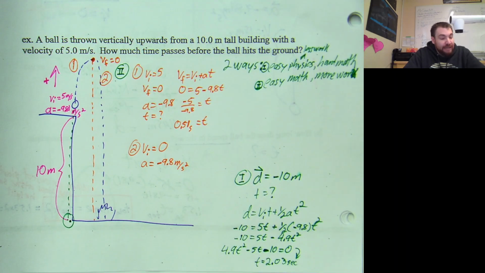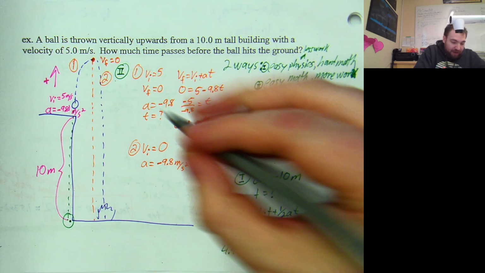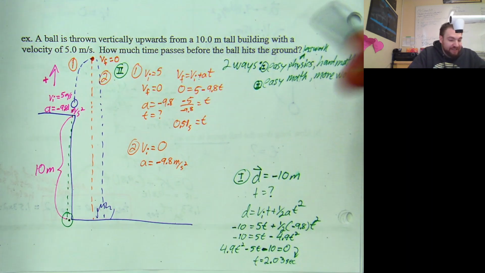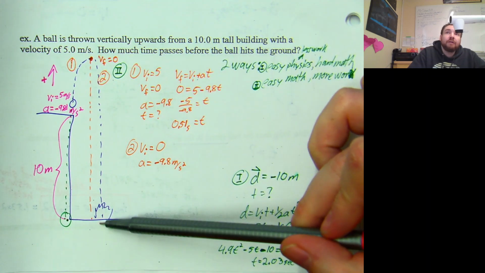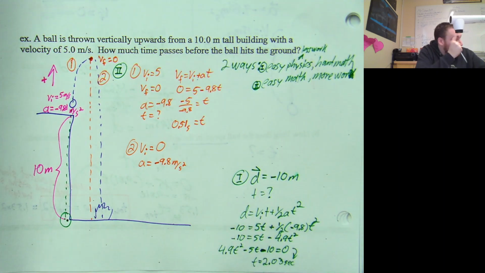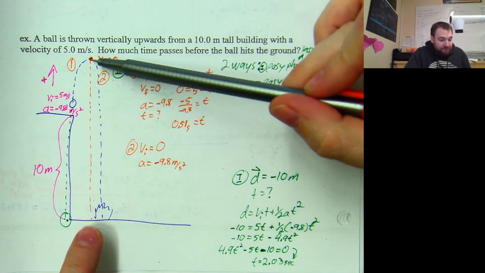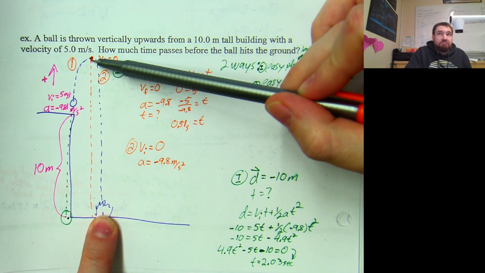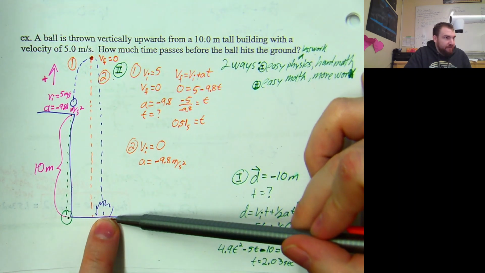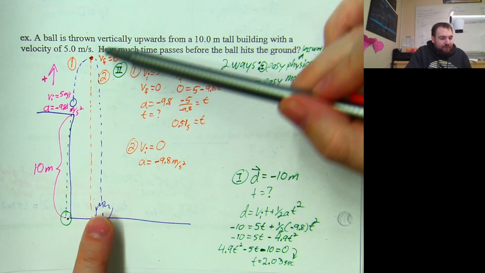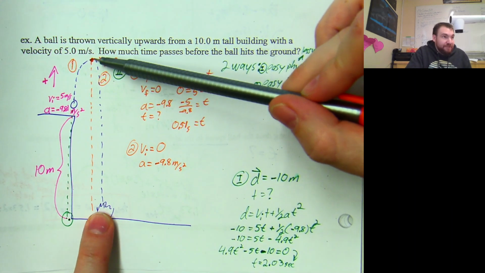What information do we need to know to be able to figure out how long it takes the ball to go from here to here? Either VF or the displacement. How far the ball travels from here to here. Do I have any hope of finding VF? No. So I have to be able to figure out what this dropped distance is. How do I do that?